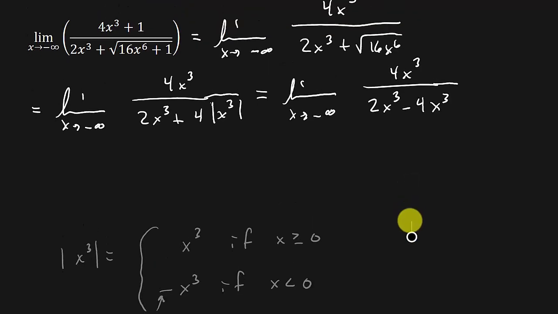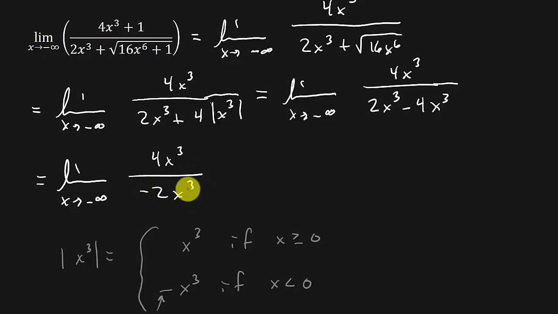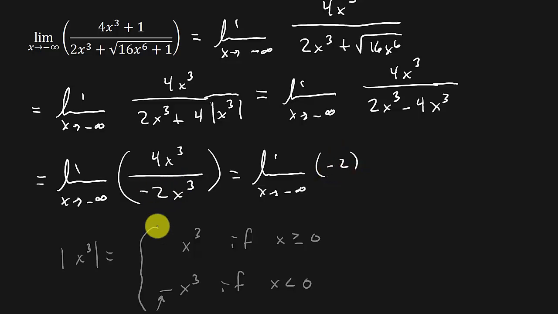Okay? So now we get the limit as x goes to negative infinity of 4x cubed over negative 2x cubed. Let's put that in parentheses. And so I get the limit as x goes to negative infinity of negative 2. That reduces to negative 2. And so my limit is negative 2.